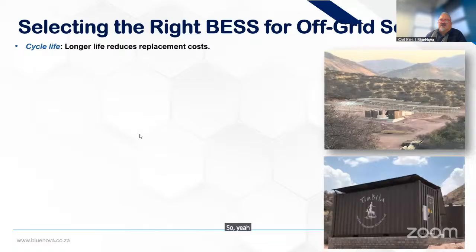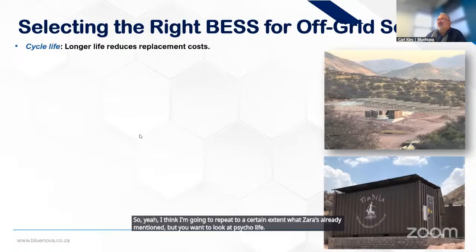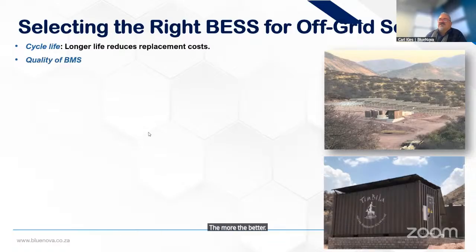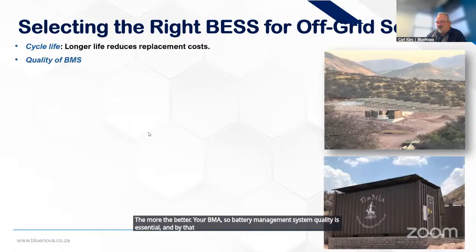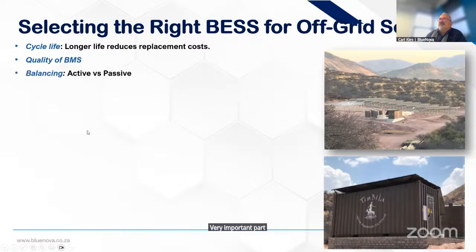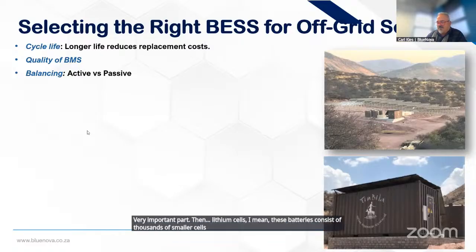So yeah, I think I'm going to repeat to a certain extent what Zara's already mentioned, but you want to look at cycle life. The more the better. Your BMS or battery management system quality is essential, and by that I don't refer only to the quality of the physical hardware, but also the software and the algorithms that are in that. So that's a very important part. Then lithium cells, I mean, these batteries consist of thousands of smaller cells, and they do tend to go out of balance if they're not being kept in balance. So therefore, an important part of your BMS is to have it balanced, and there you can look at active versus passive balancing.